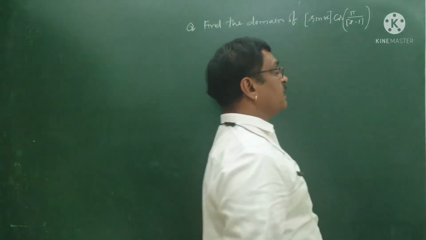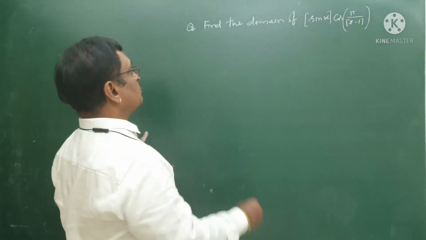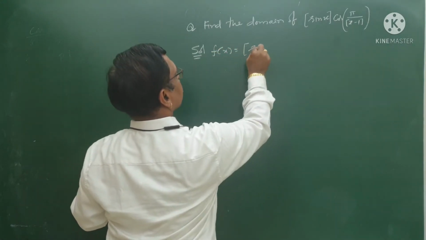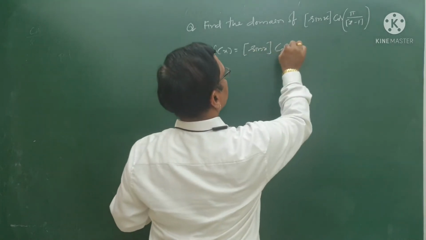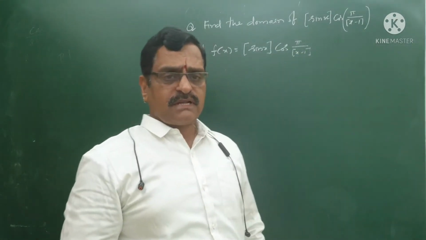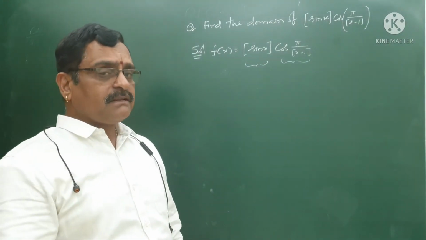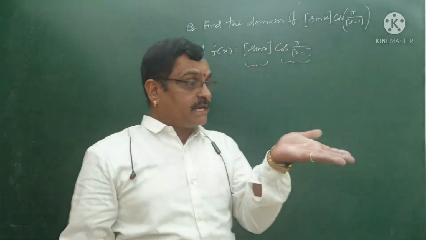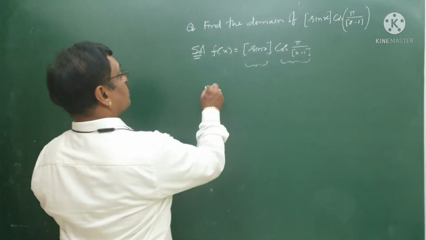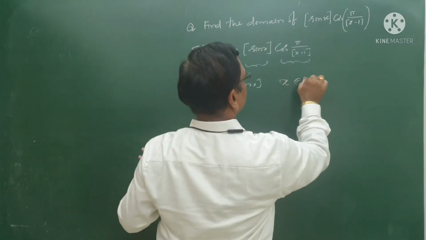Find the domain of the integral part of sin x times cos of pi by the integral part of x minus 1. So my f of x is equal to the integral part of sin x times cos of pi by the integral part of x minus 1. It is just the product of two functions. That means you have to find the domain of this function and next the domain of the second function and then find their intersection. Now the integral part of sin x depends on sin x and the domain of sin x is the real number set. Therefore, for the integral part of sin x, x belongs to R, the entire real number set.